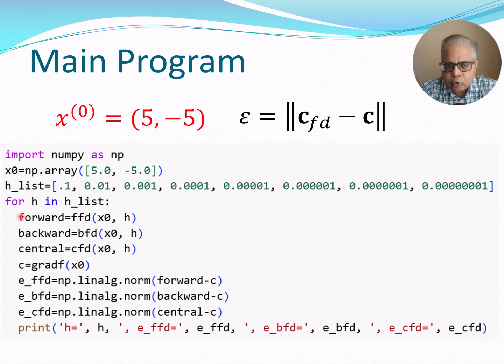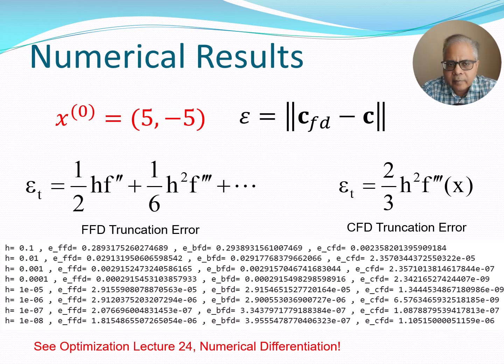Then I have a for loop for h in h list, and for each h I invoke the different functions. So the forward difference, the backward difference, and the central difference. I also calculate the gradient vector, and then I print out the values of epsilon here for forward difference, for backward difference, and for central difference. Let's take a look at all these values, and though these numbers are small, we are going to look at these numbers once again more closely.